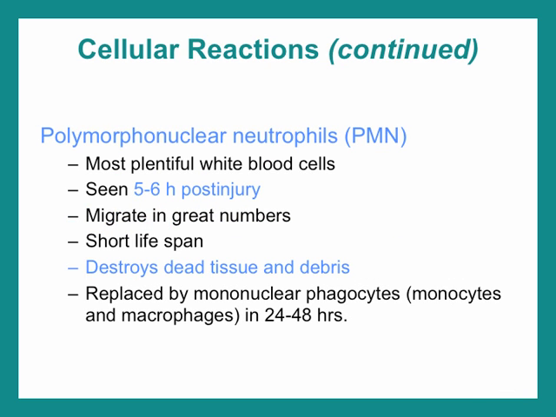Another hallmark in this phase is the occurrence of polymorphonuclear neutrophils, which are white blood cells. They're seen about 5 to 6 hours post the injury, and they come in great numbers. They have a very short lifespan. Their job is to destroy dead tissue and debris. So they're first in, they work fast. As time goes by, they're replaced by mononuclear phagocytes in about 24 to 48 hours.